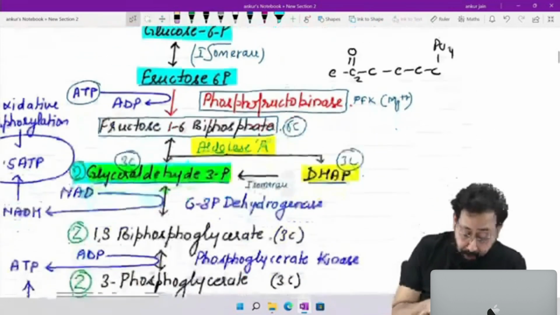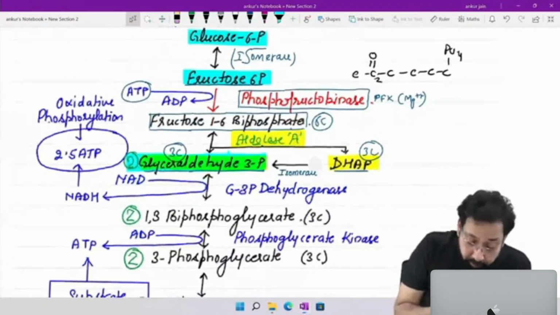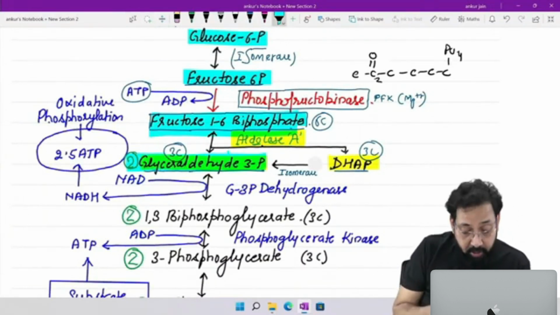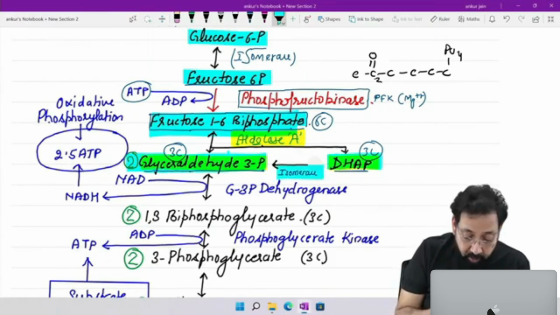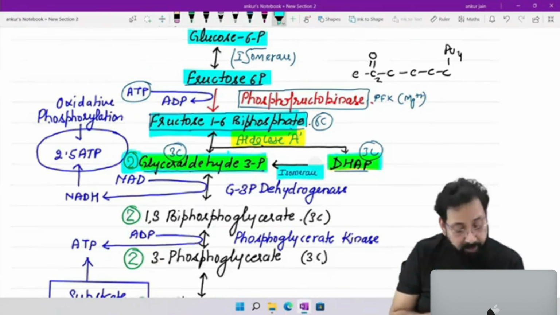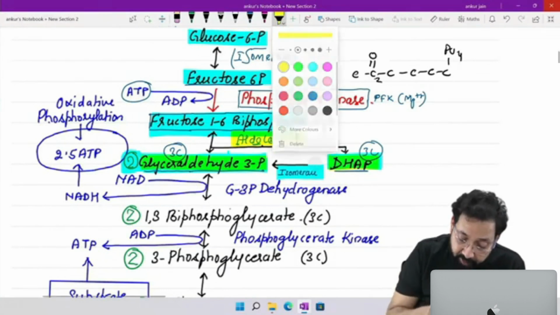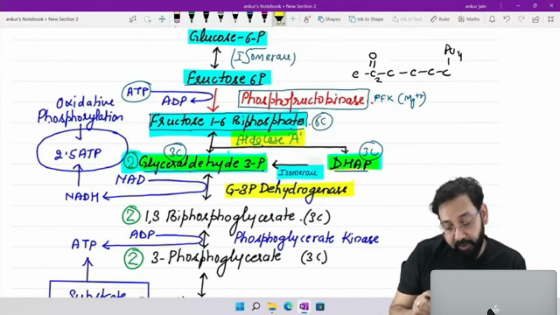Okay, now fructose 1,6 biphosphate, 6 carbon, gives 2 molecules of 3 carbon, they are isomers. That's why the enzyme is isomerase, and DHAP is converted to glyceraldehyde, so 2 molecules of glyceraldehyde 3-phosphate. Next enzyme is glyceraldehyde 3-phosphate dehydrogenase.